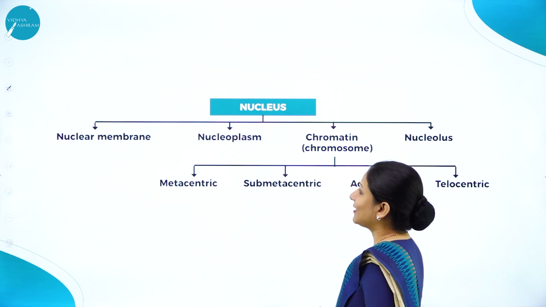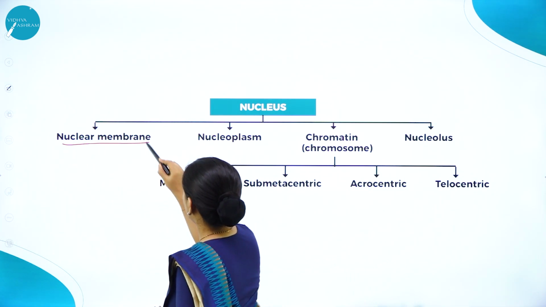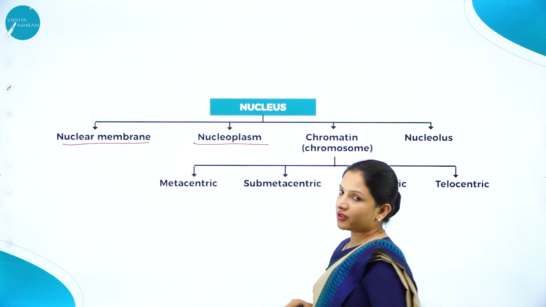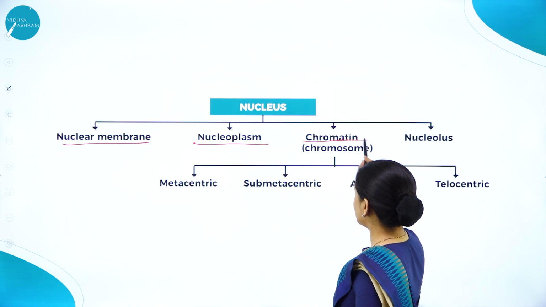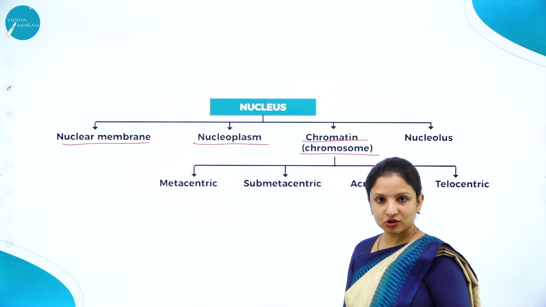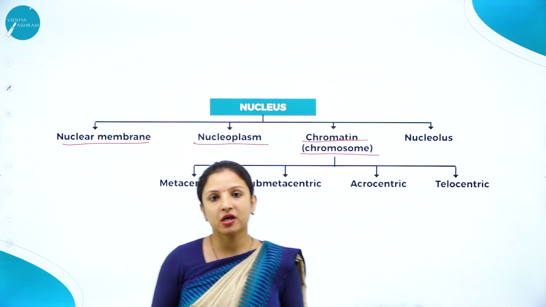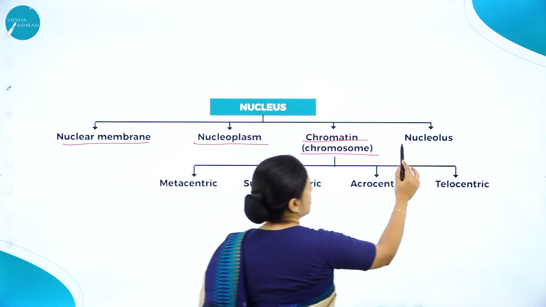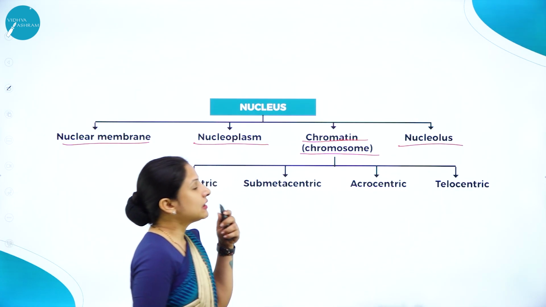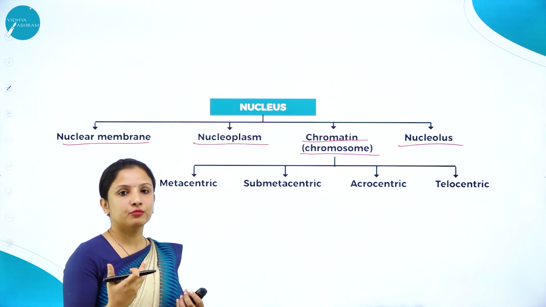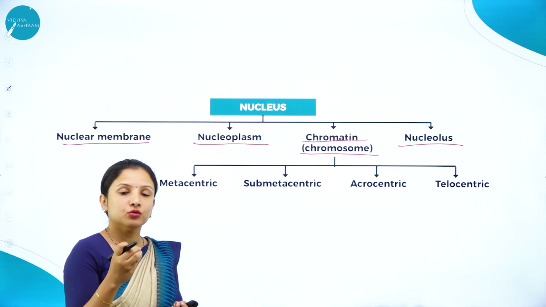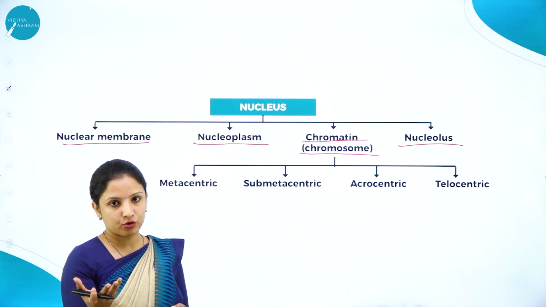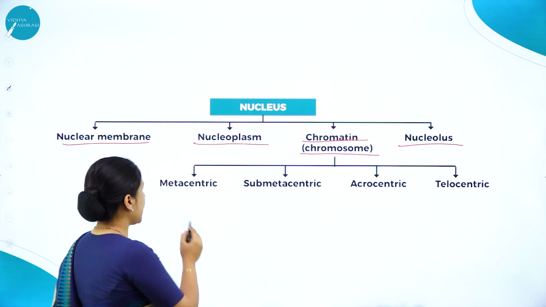Next, moving further, let's study about the nucleus. The nucleus contains the nuclear membrane. Inside the nuclear membrane, it contains the nucleoplasm, which is a fluid matrix. In the nucleoplasm, chromatin fibers are distributed, which is nothing but made up of chromosomes, and it contains the nucleolus. Now, depending on how the centromere in a chromosome is arranged, chromosomes are of different types.